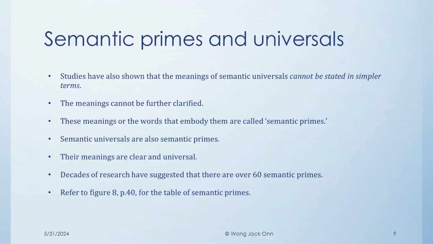These meanings or the words that embody them are called semantic primes. Semantic universals are therefore also semantic primes. Their meanings are clear and universal. Decades of research have suggested that there are over 60 semantic primes. Please refer to Figure 8 on page 40 for the table of semantic primes.